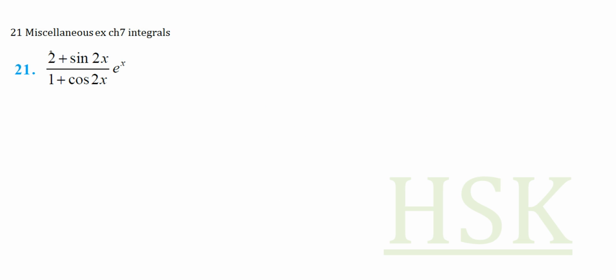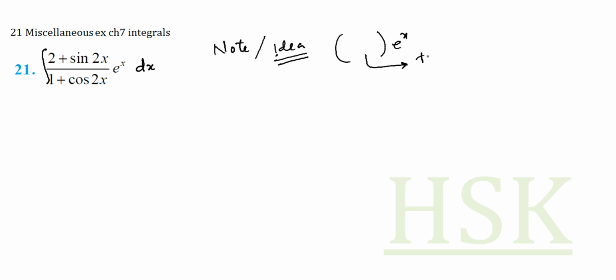Okay, in question number 21, we have been given (2 plus sine 2x) upon (1 plus cos 2x) into e to the power of x dx. A little bit of note here, or idea for you, is this: whenever e to the power of x is with a bulky function, especially trigonometric, then we convert this function into this form, e to the power of x into (f(x) plus f dash x). Meaning to say, we try to convert this function into this form if possible.